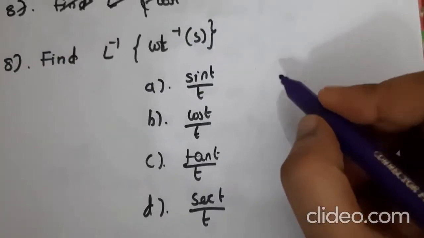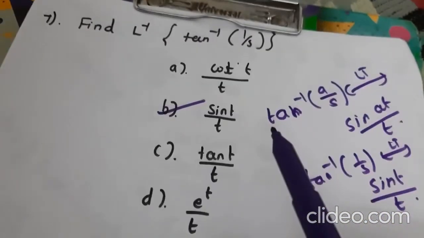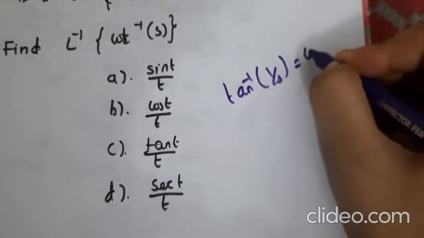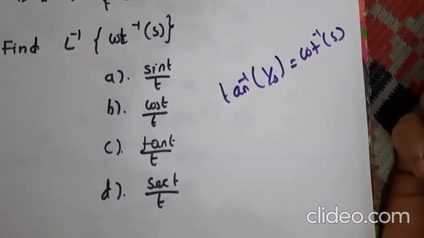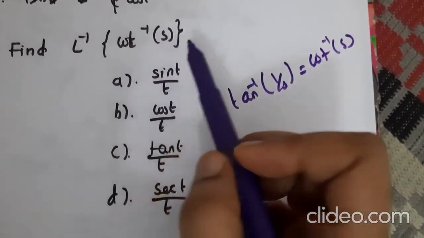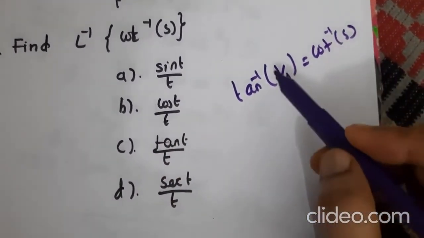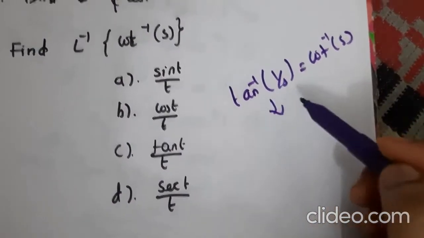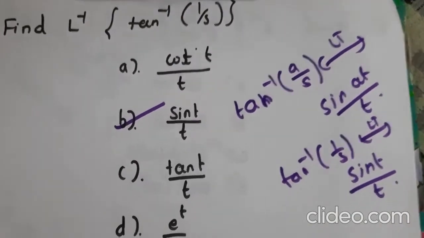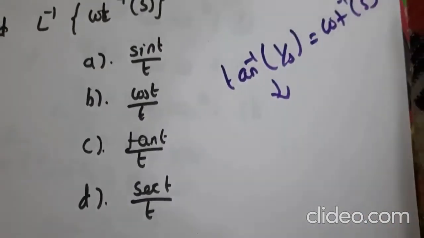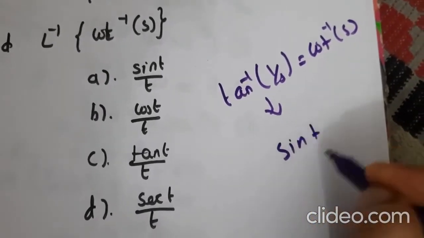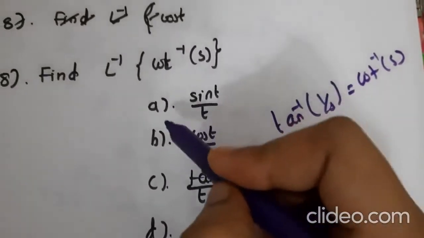And the next question, this question and the previous question are both similar, because tan inverse of 1 by s is equal to cot inverse of s. So here we have to find the inverse Laplace transform for cot inverse of s. That is cot inverse of s, equal to tan inverse of 1 by s. And we already solved for tan inverse of 1 by s. The answer there is sin t divided by t. So the inverse Laplace transform of cot inverse of s is equal to sin t divided by t. So here the answer is A.